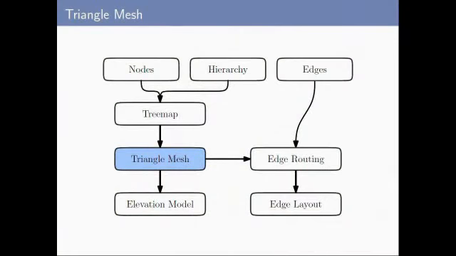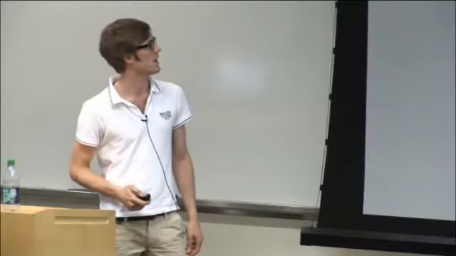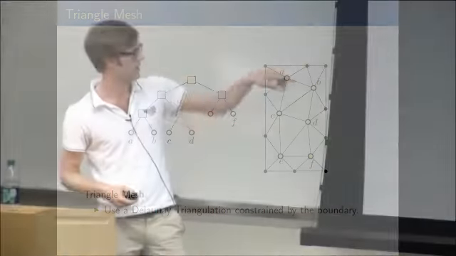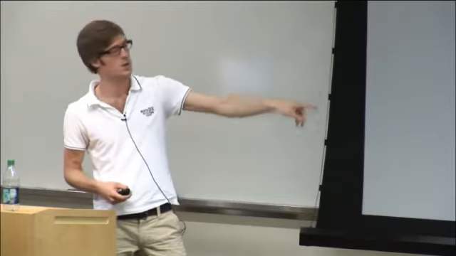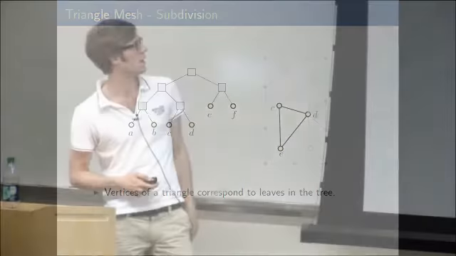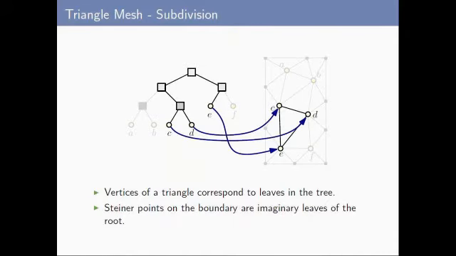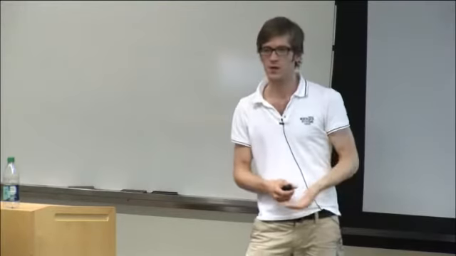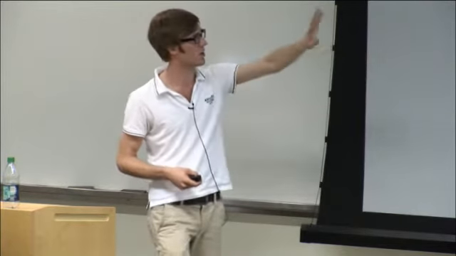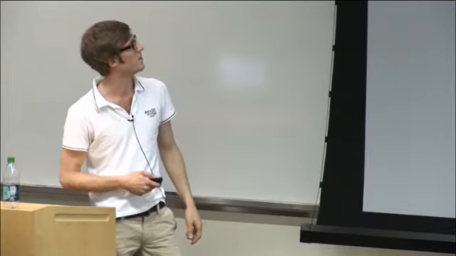Okay, we have a layout for the nodes, and what we now do is we generate a triangle mesh for the elevation model. And in the beginning, we apply a Delaunay triangulation that is constrained by the boundary polygon. So the black dots here are Steiner vertices. And when you now consider a triangle in this triangulation, there are basically two options. Here the triangle, all three vertices of the triangle correspond to graph nodes in the cluster hierarchy, so to leaves. On the boundary, there are these Steiner points from the Delaunay triangulation. We think of them as part of the root. So they're similar to the corner points. This will be the boundary of the map.